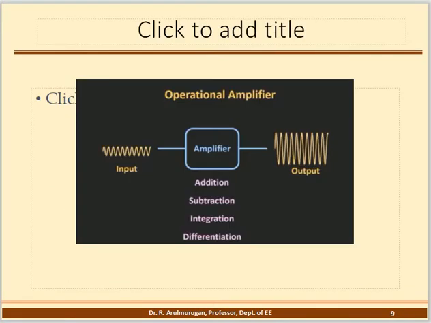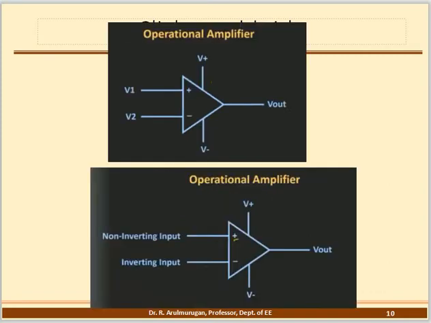Some basic introduction about the amplifier. What is an amplifier? An amplifier amplifies the input signal. How is it amplified? The difference of the input signals is multiplied by the gain, and then it comes out as the output. It is used for addition, subtraction, integration, differentiation, so the amplifier has multiple purposes.